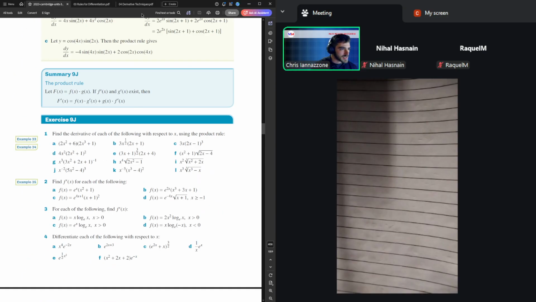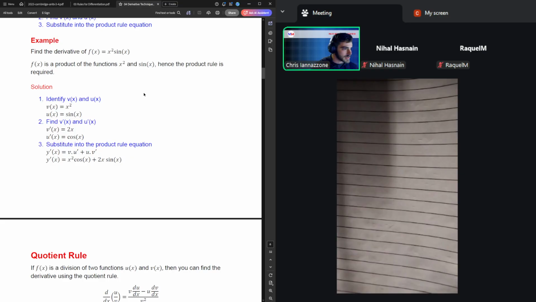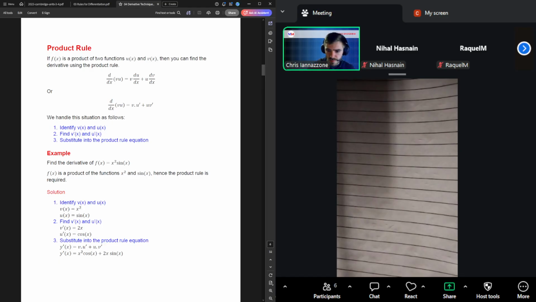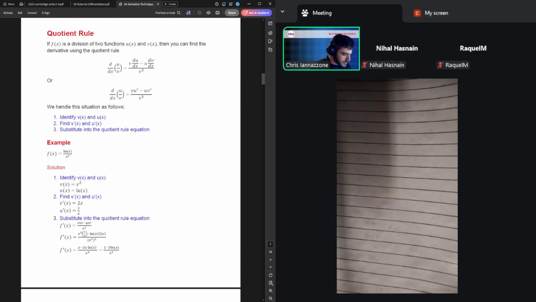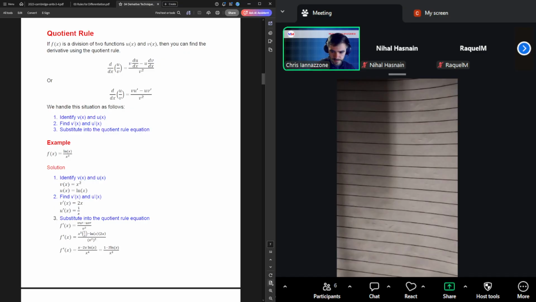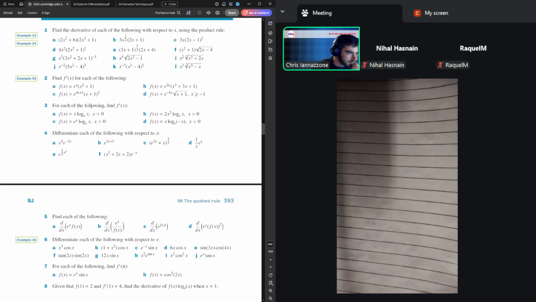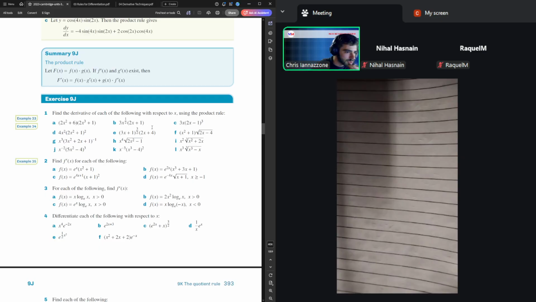Let's do at least one example of each. I can actually screen grab the entire page, I suppose. Then you'll see a full end-to-end example of each. Product rule, quotient rule. Okay, let's do at least one of each. Where are we at now? This is product rule related stuff.